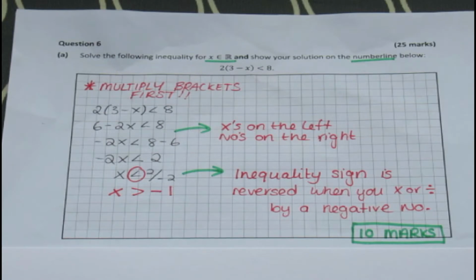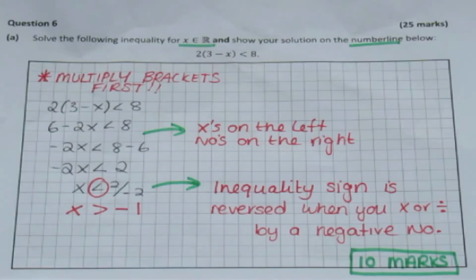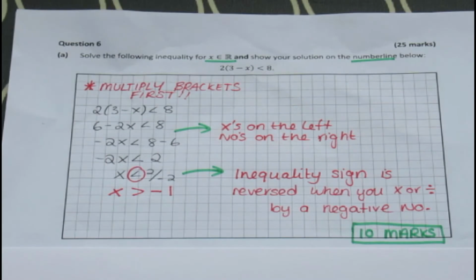Let's make a start on question 6. This is an algebra style question. We are looking at an inequality and they're asking us to solve it and then show our solution on the number line below. They're actually going to give us a number line to work on, and that is generally the way you're going to be given these types of questions. First thing we're going to do is have a quick look at the inequality itself, and we're going to work on that first.